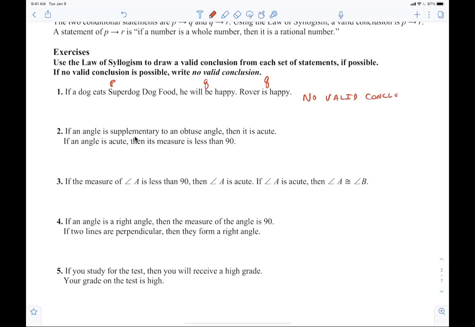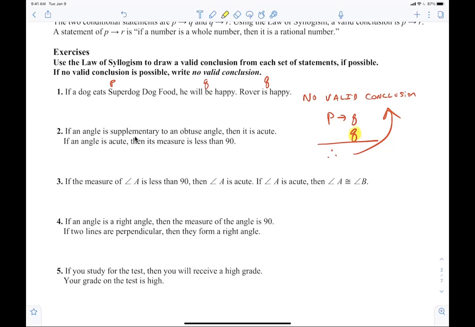All right, now, don't be shy. I don't mind. All right, no valid conclusion. If P, then Q, Rover is happy. Q, therefore, no valid conclusion. Because this Q is supposed to be a what? That Q is supposed to be a P, right? If we're going to use the law of detachment.